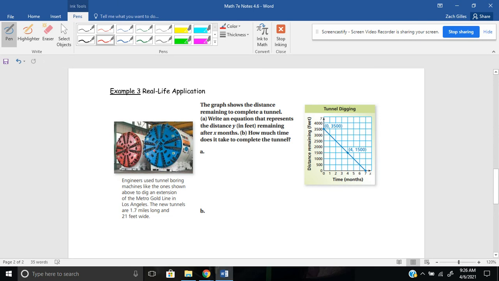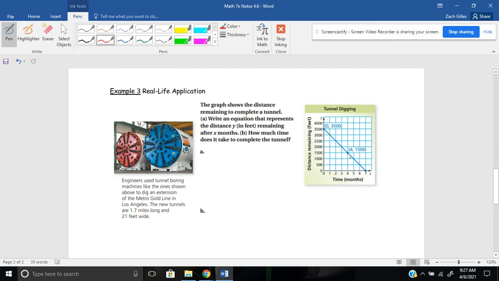Think of like your wingspan is probably close to 5 feet. So, if you're standing with your arms wide out, that's like 4 of you with your arms wide out. That's how wide that tunnel is. That's a pretty big machine. It says write an equation that represents the distance y in feet. So you can see here on the y-axis, that's the distance in feet remaining after x months. So you can see that this tunnel digging process took a certain amount of months, and that's on the x-axis. So how much time did it take to complete the tunnel?